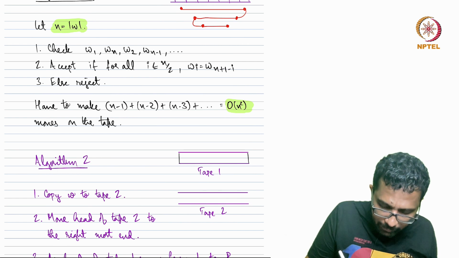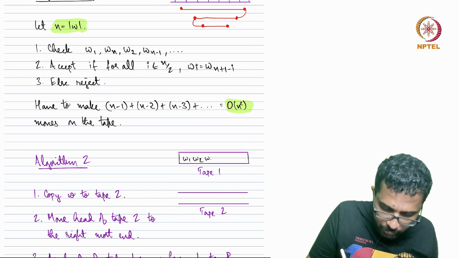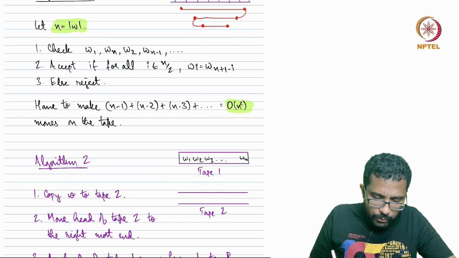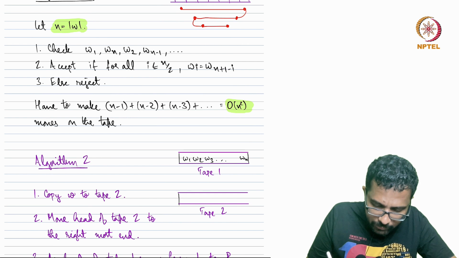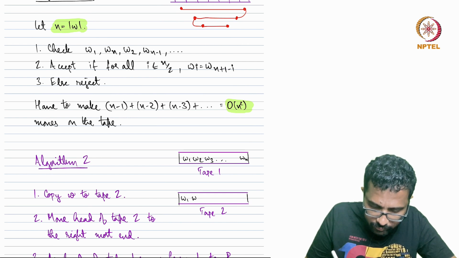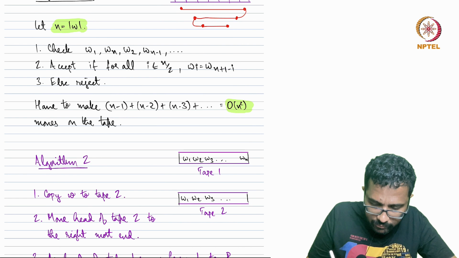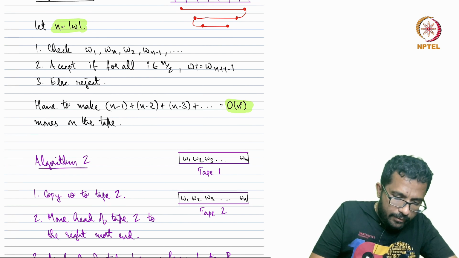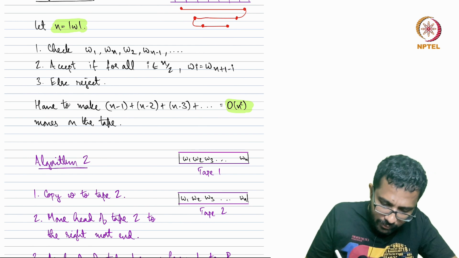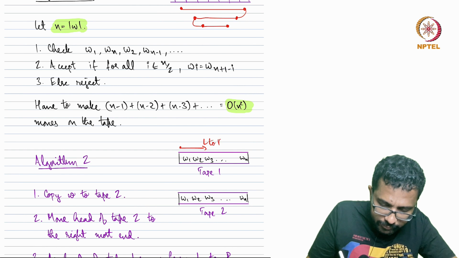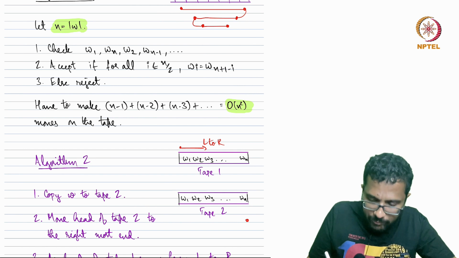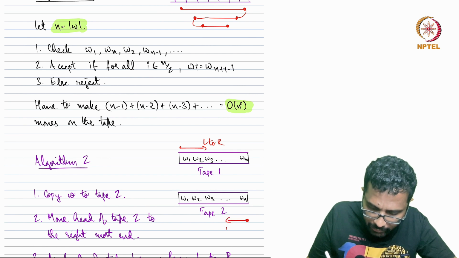So let's say W1, W2, W3, etc. up to Wn is there in tape 1. What we do is we copy this to tape 2. And then we scan the tape from left to right on tape 1, and we bring the tape head to the rightmost in tape 2, and we scan the tape right to left on tape 2.